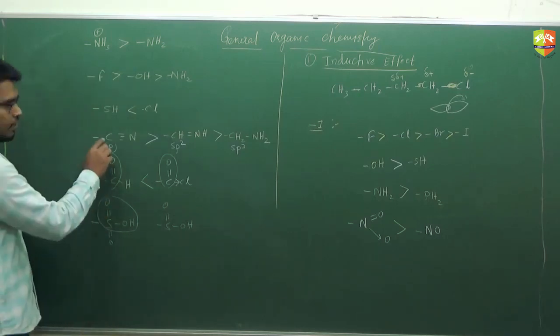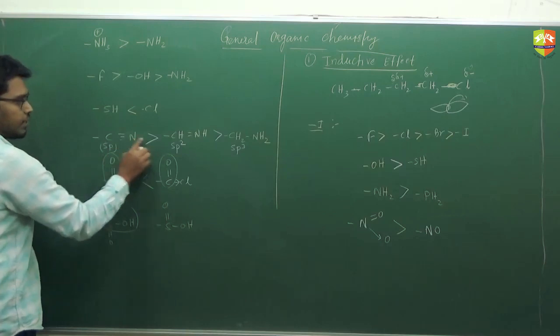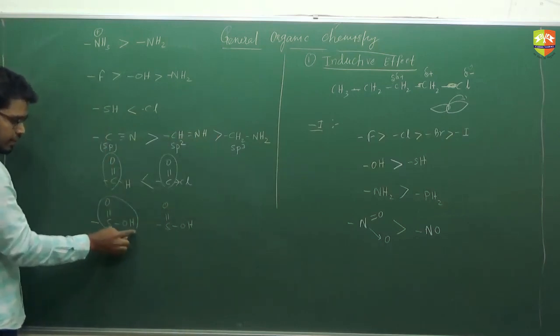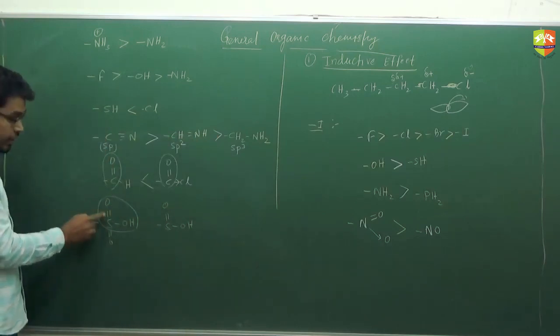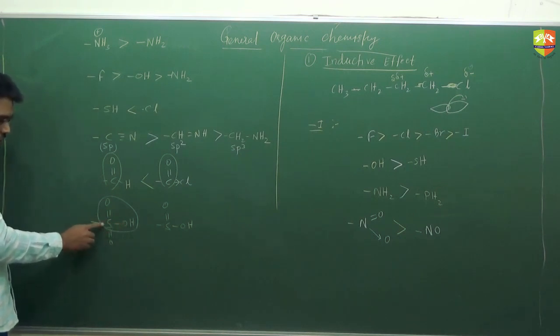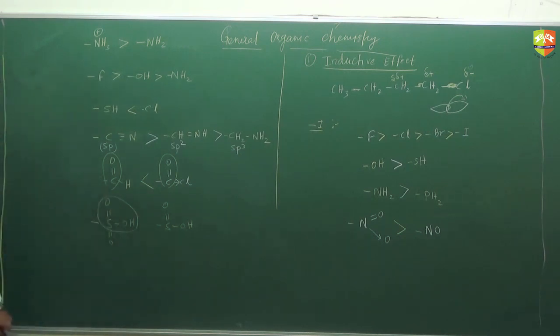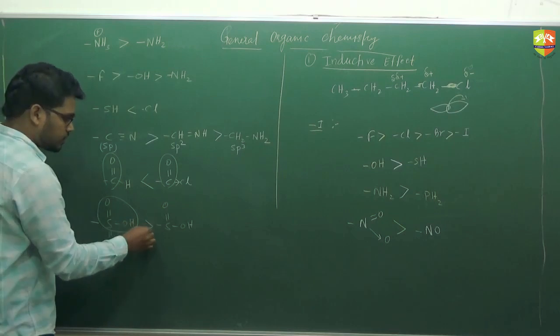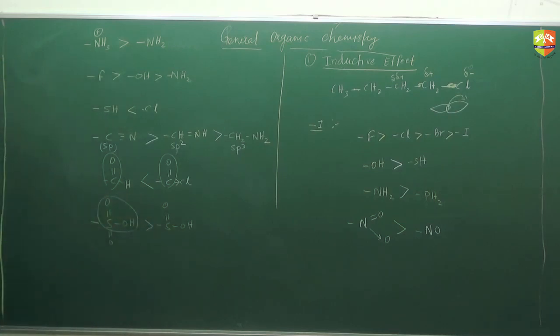Hybridization we will check once we have this molecule. See, the nature of the molecule is the same here. Here it is an entirely different molecule. It has three oxygens, so overall its electron withdrawing nature is more. Right? So the order will be this. Okay? Similarly, CF3, CCl3, CBr3 and CI3.